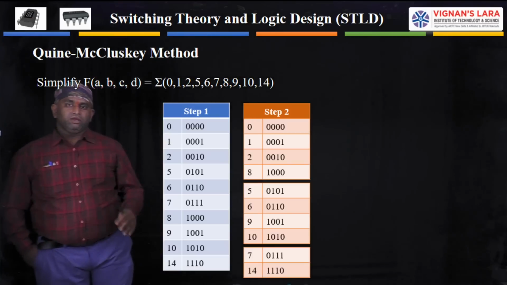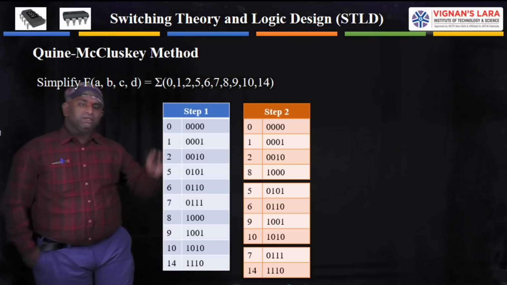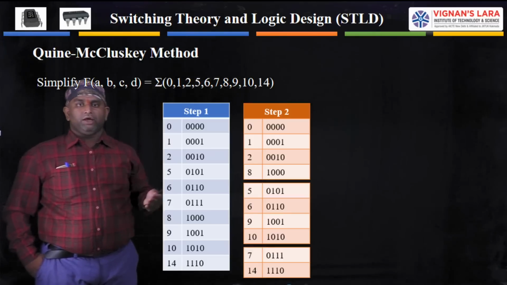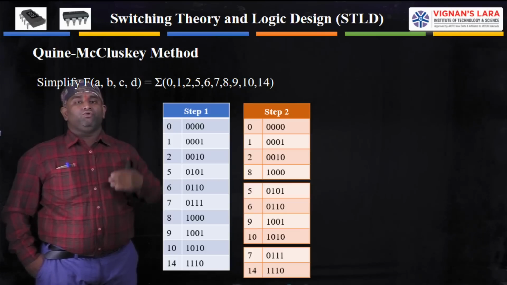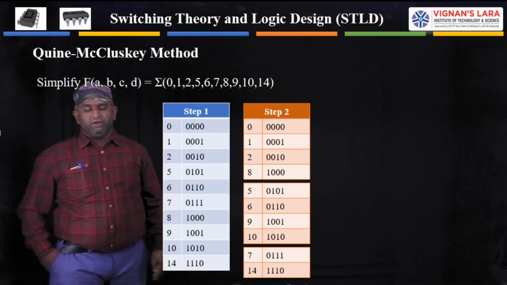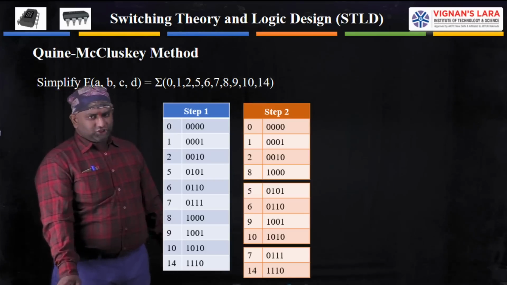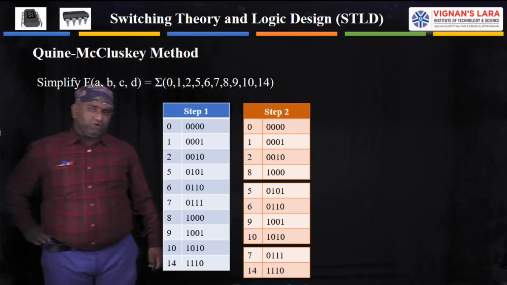So the first step is to write down the binary equivalent. In the second step, you have to write down these numbers in order, based on the number of ones in the given decimal's binary equivalent number. Okay, this is step 2. Next, coming to step 3. So this is very important.